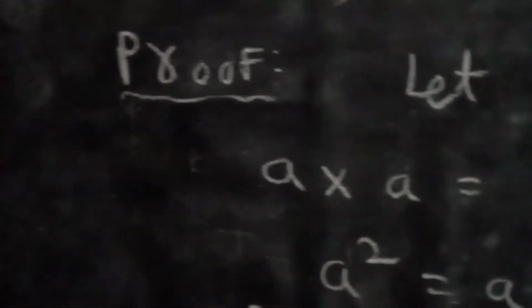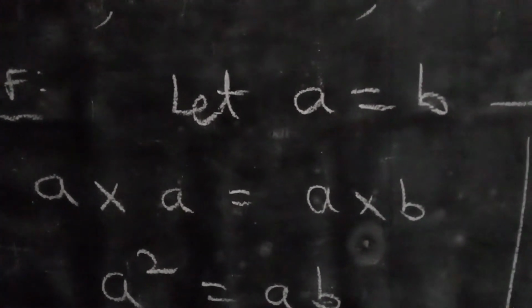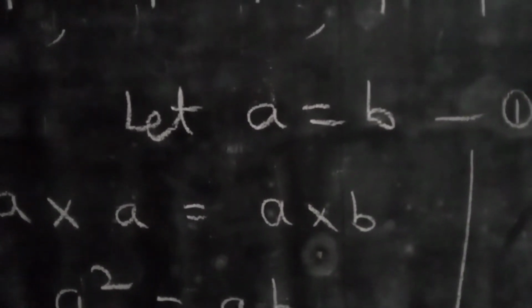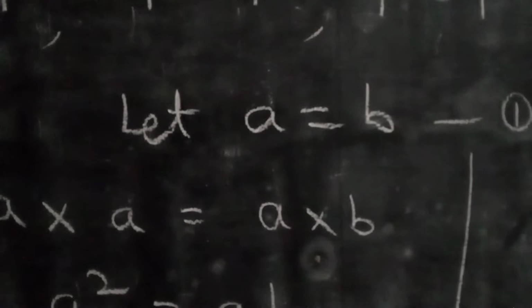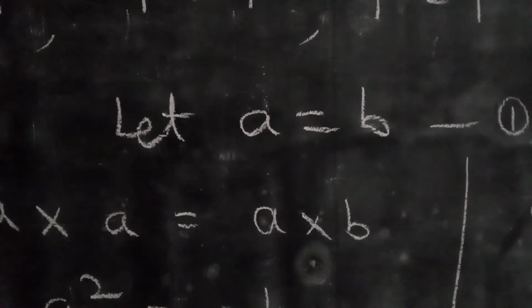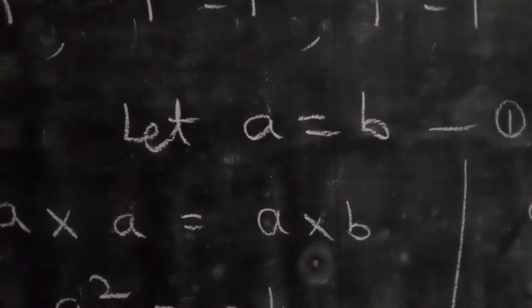Proof. Let A equals B. Let us assume that A equals B. It means in forward whenever B can appear, instead of B we can write A, or instead of A you can write B. So let A equals B. Let us assume that A equals B.